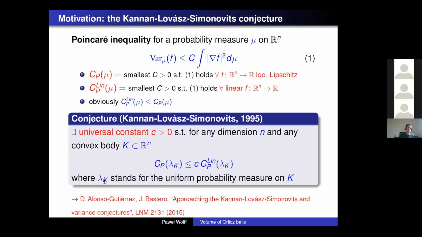the conjecture is that this bound can be reversed for probability measures which are uniform measures on a convex body. Okay, so whenever you have a convex body in Rn, whatever the dimension is, they conjecture that the Poincare constant of the uniform measure on this convex body can be, up to a universal factor, found by studying just the Poincaré inequality for linear functionals.